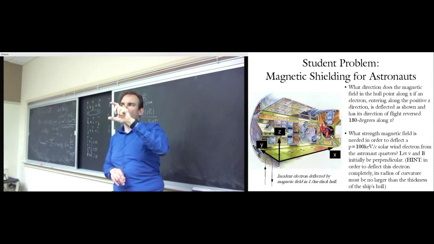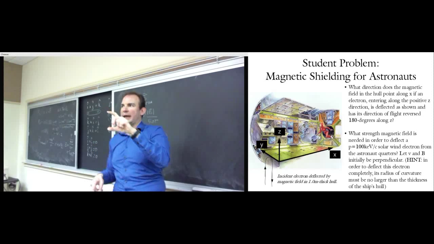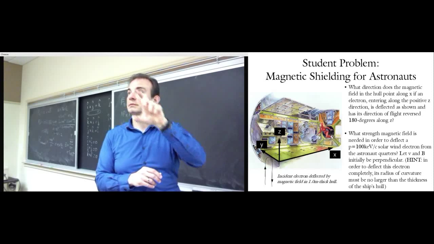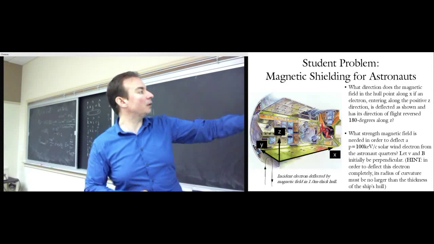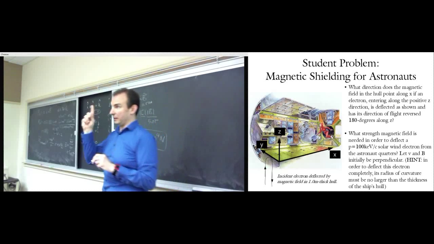So you definitely want the bending radius of the electron, when it comes into the magnetic field and is bent away, to be no greater than the thickness of the hull, or wherever you have the magnetic field. Here the hull plating is 1 meter thick. So your bending radius is 1 meter.